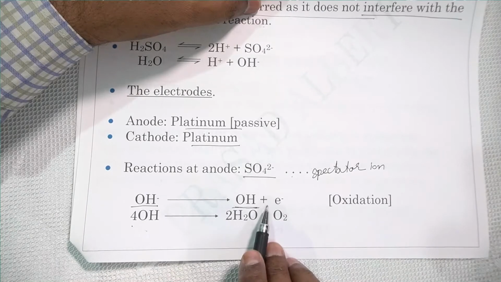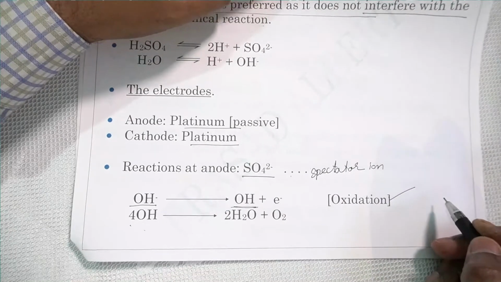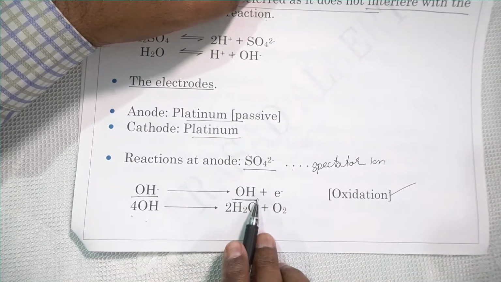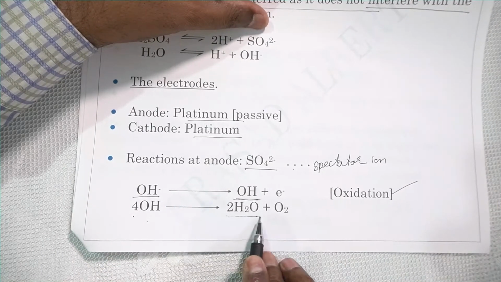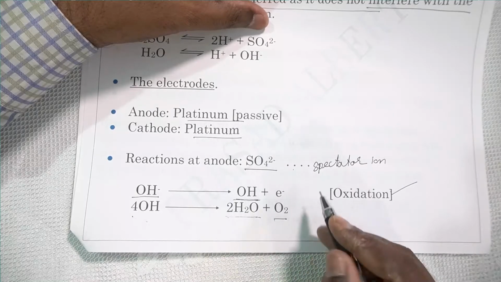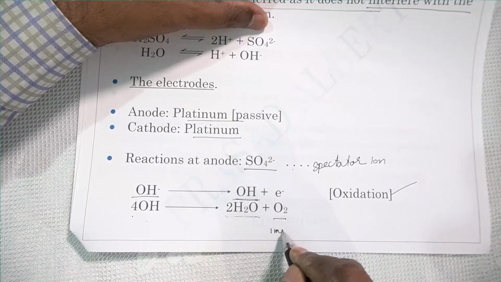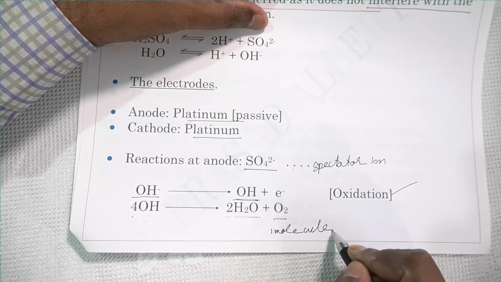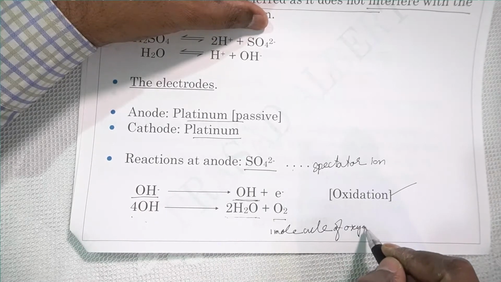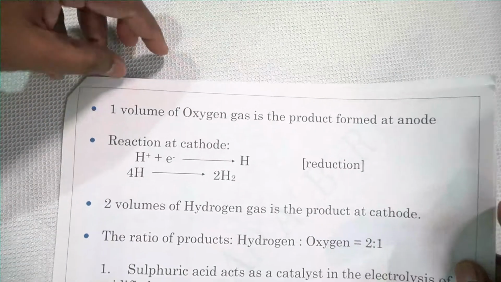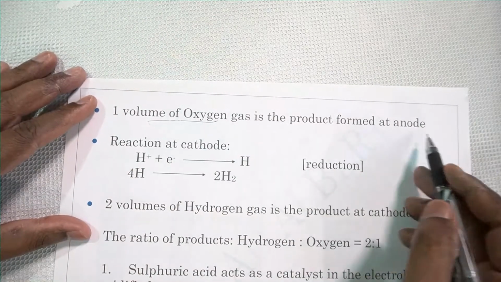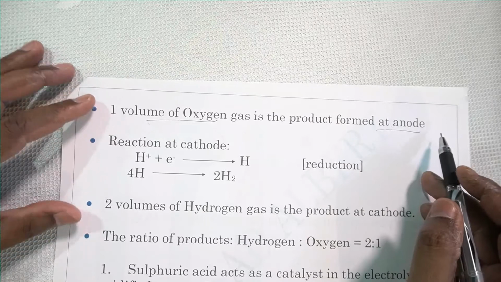Now since the substance is losing an electron, it is called oxidation. And OH is an unstable species, so four OH groups combine to give 2 molecules of water and 1 molecule of oxygen. So we find 1 molecule of oxygen here. Then 1 volume of oxygen we can say is produced at the anode, a colorless, odorless gas.